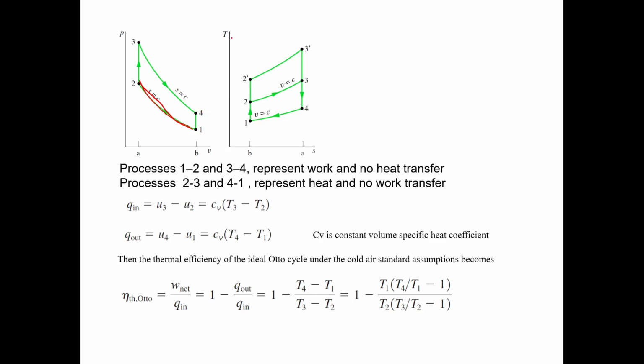If we draw the same thing in the T and S diagram, 1 to 2 is isentropic compression, therefore there is no entropy change, so we can draw 1 to 2 here. Then constant volume heat addition, then isentropic expansion, then constant volume heat rejection.